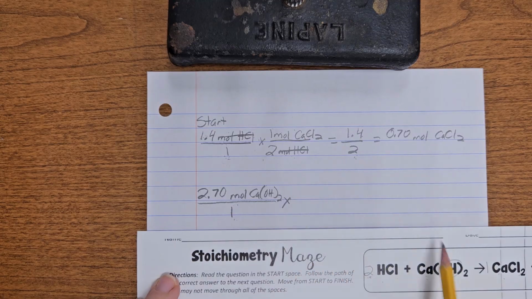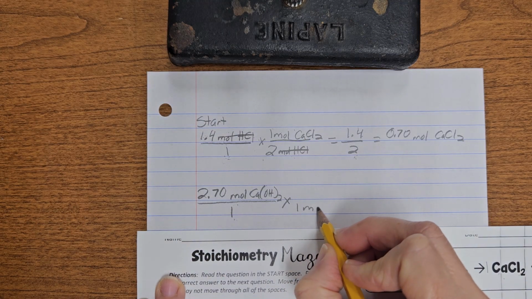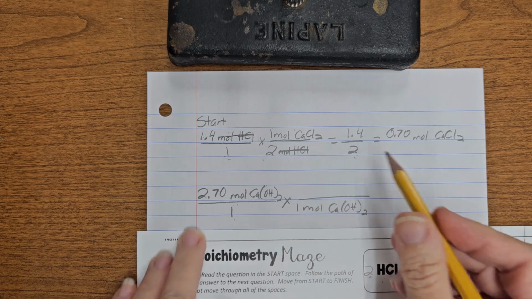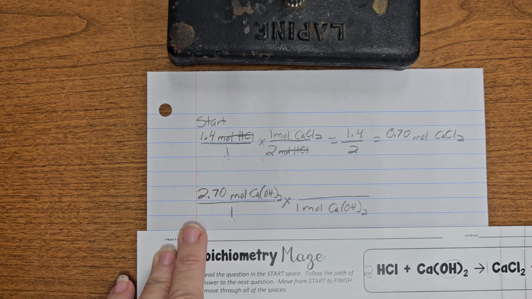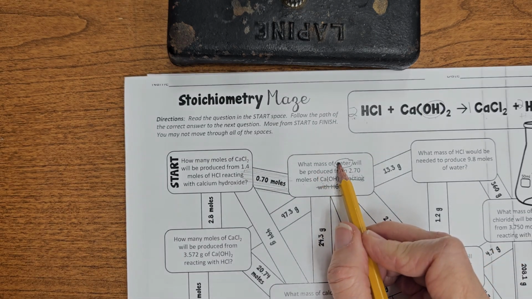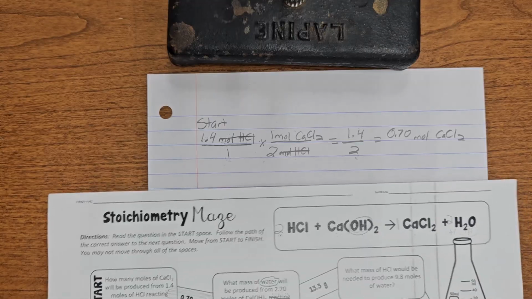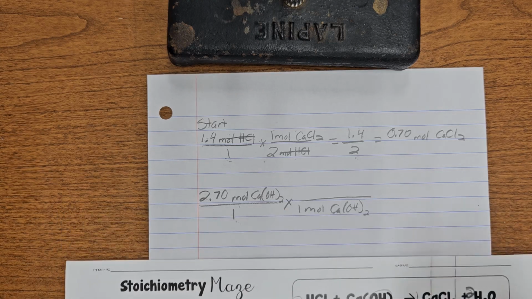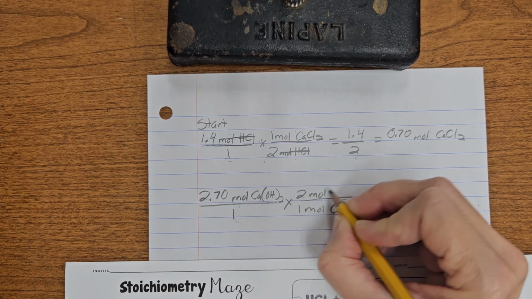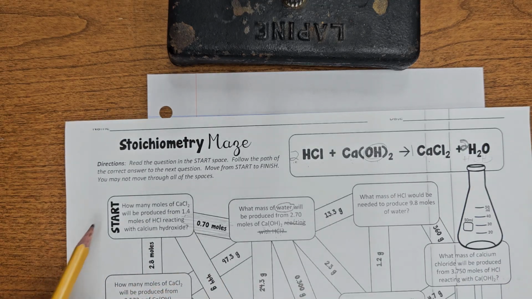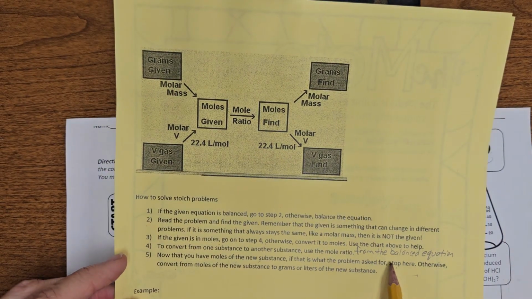I'm going to find moles of calcium hydroxide, and I'm going to put that on the bottom. Now I'm going to put the moles of the thing I am looking for on the top. And it tells me that I'm looking for water. So I come up to my balanced equation, and I have 2 moles of water. I don't know if that is showing up on the camera or not, okay? So I'm going to write 2 moles of water. If that is what the problem asked for, stop here.